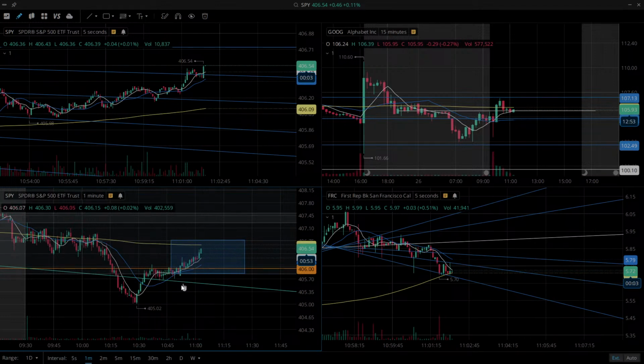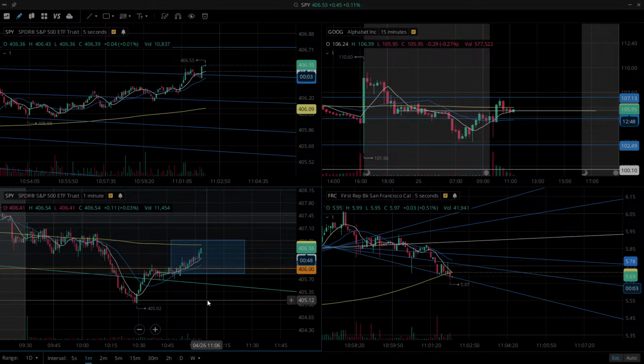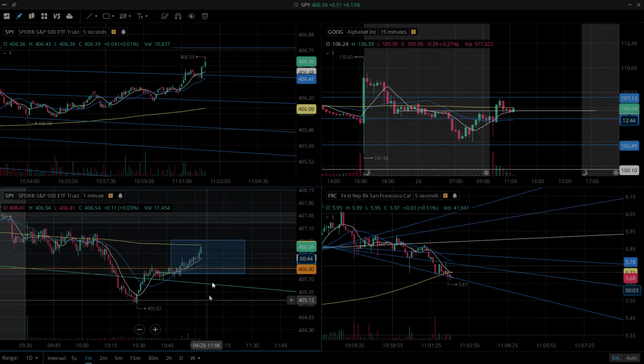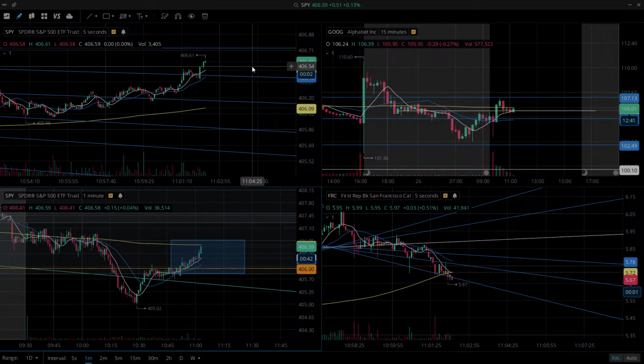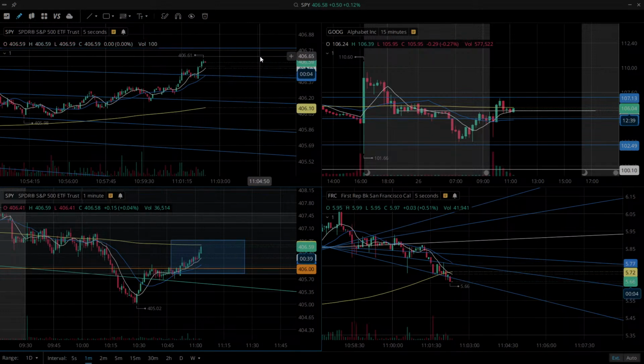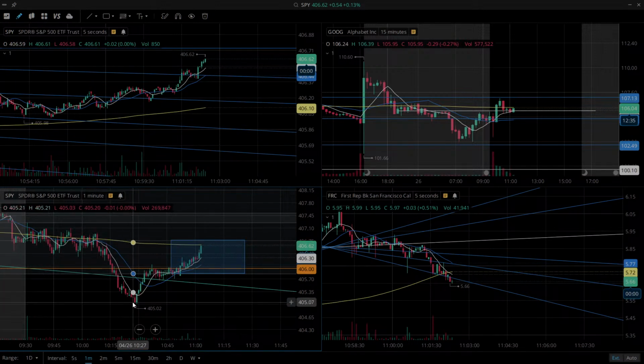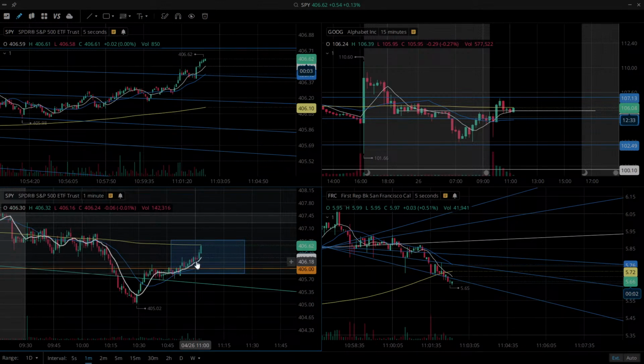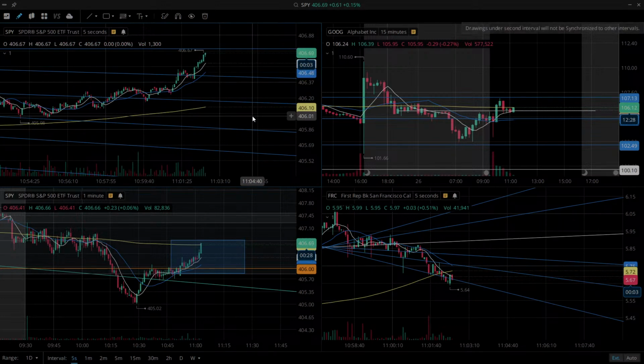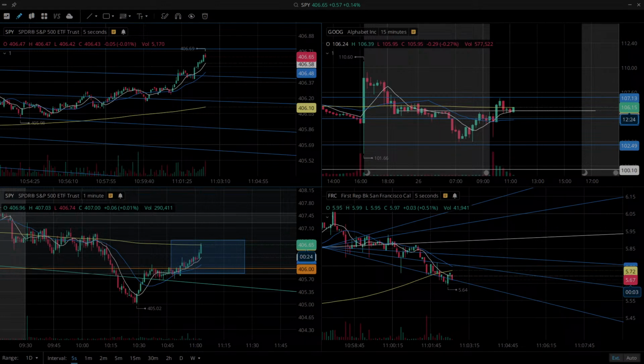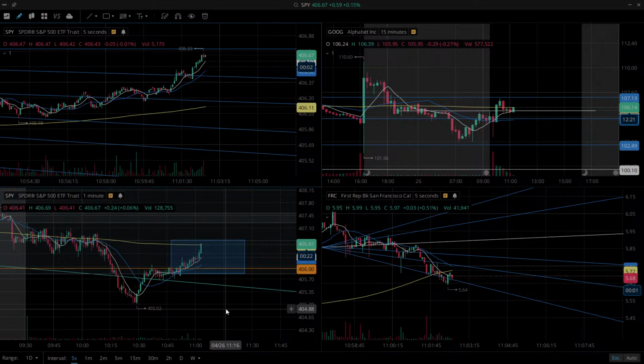1-for-1, look at this, dude. How cool is that? $406.65 is the extension on this. We're about where the 200 is on the 1-minute chart. It's a 1-for-1 from this bottom, this consolidation. Boom, target reached. Love it, guys. That is my bread and butter.